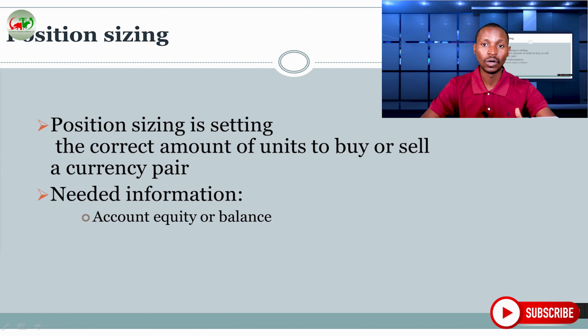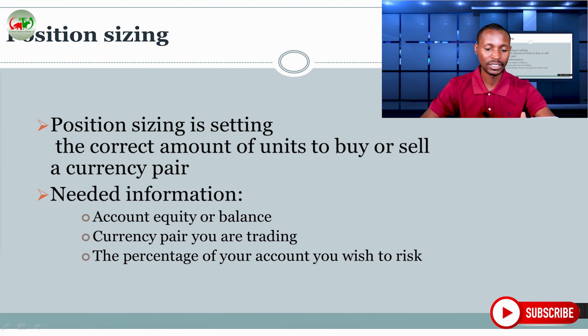Number one, it is your account balance or equity. Number two will be the currency pair you are trading. Number three is the percentage of account you wish to risk per trade. If you remember well, it is recommended to not risk more than 1 to 3% of your account.